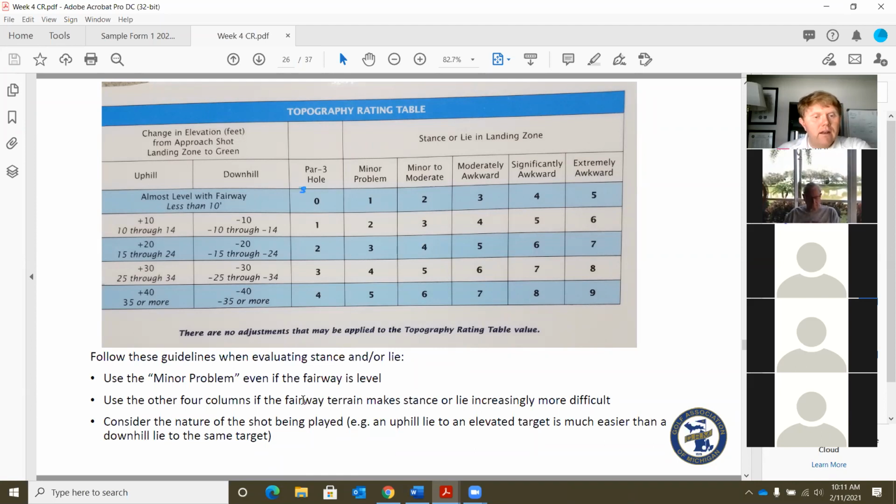And there are a lot of questions and thoughts that go into how to do that, and unfortunately there's not really clear guidance on this, but one of the things they do say is that we should consider the nature of the shot being played. An uphill lie to an elevated target is much easier than a downhill lie to the same target. And I think that is one thing to help. And then the other thing we have to keep in mind is that, because this system is used across the world and across the country, we have to keep our relative place in topography in the back of our mind as well.